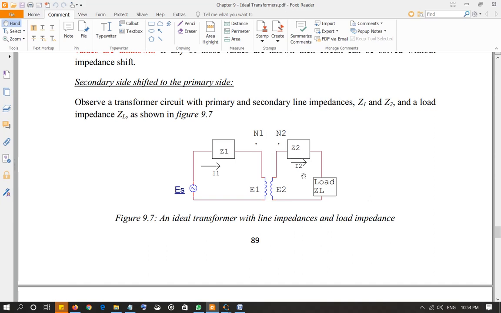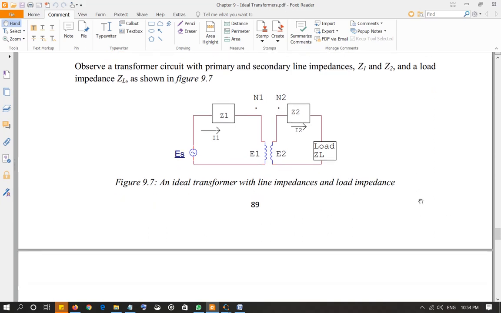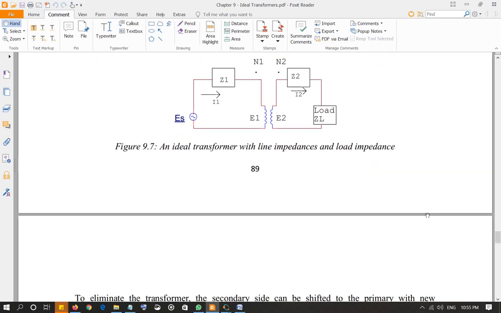Likewise, for any voltage on the secondary side that is reflected on the primary side, since E1 over E2 is A, we multiply that voltage by A, and then we can use it on the primary side. The same goes for the current. Any secondary current that we want to reflect on the primary side, we divide by A.